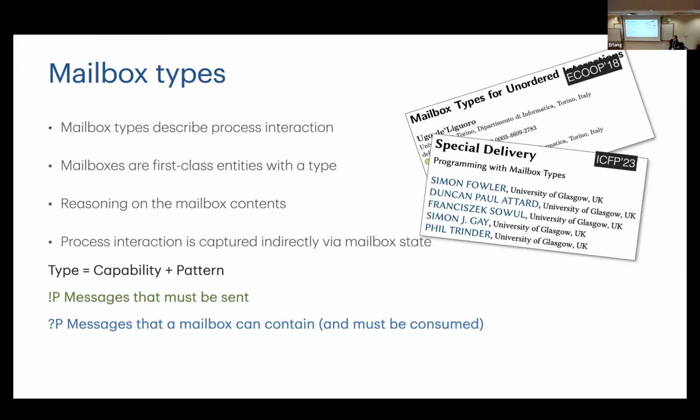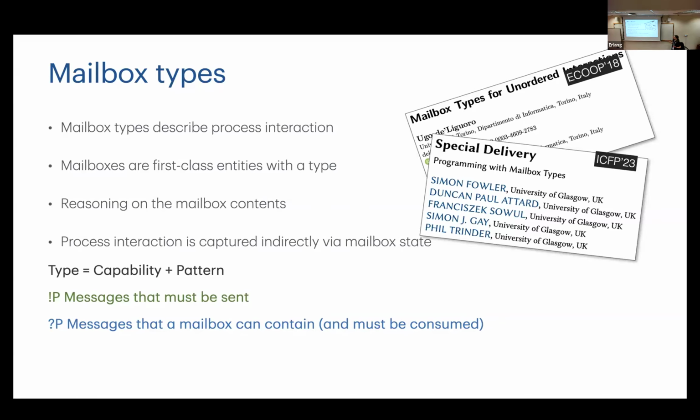So here come mailbox types. These are a novel behavioral type discipline, first introduced by Ugo Dal Lago and Luca Padovani in 2018. And they are very much targeted to actors, and to representing the pattern where you have multiple senders with one receiver, being the mailbox. We have mailboxes that describe this interaction.